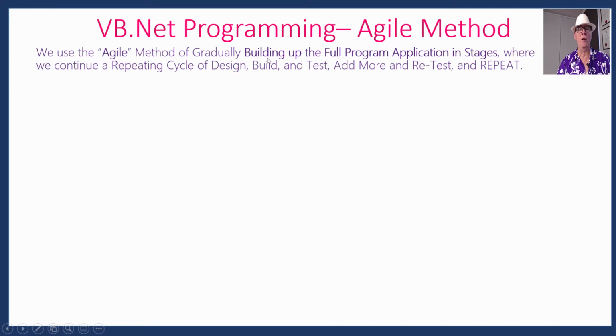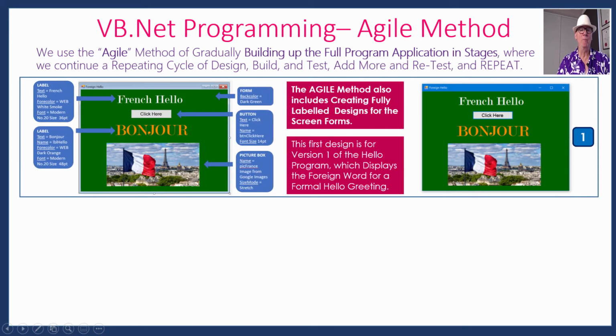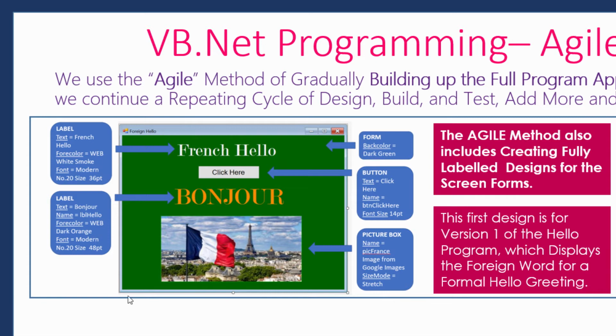So the Agile method of gradually building up the full program application steps. What are we talking about here and what are we going to do in this lesson? Well, the first one we're going to do is the annotated screen form design. So first you need to design your form. Now, Visual Studio is great because it has a form designer, a drag and drop interface for designing forms. So you just design what you want it to look like, okay?